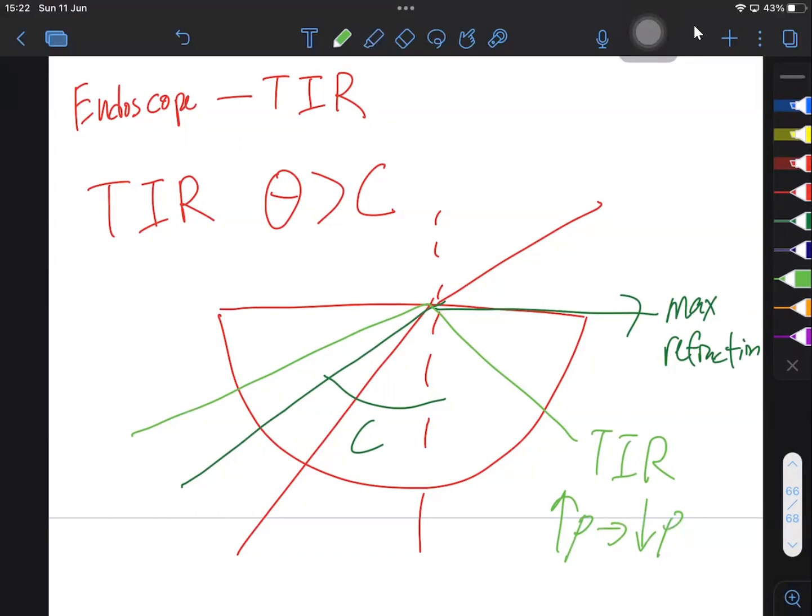But if today you take a piss on the ground and you see your own reflection in the piss, that is not total internal reflection, guys. That is just normal reflection. Okay, remember this.